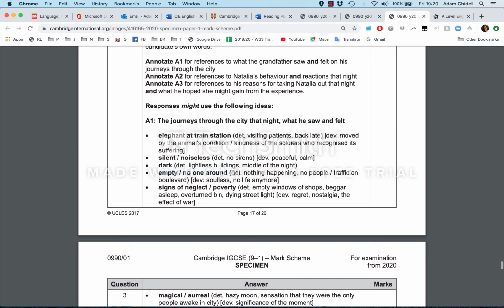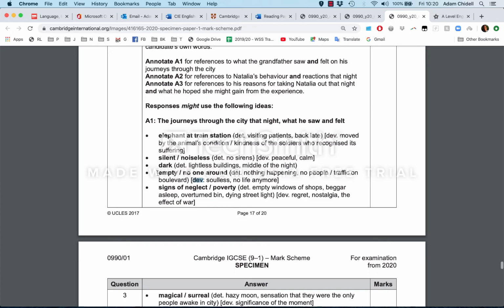As you are writing this out in your own words, you can't just write "empty, no one around." You want to put it into the grandfather's voice. "I was astonished at the emptiness of the streets. I'd never seen it so quiet. It's normally a bustling city." Something along those lines. "There was no traffic on the boulevard. For the first time, I noticed just how vast the street was, as it was so empty." And then you would give a development.